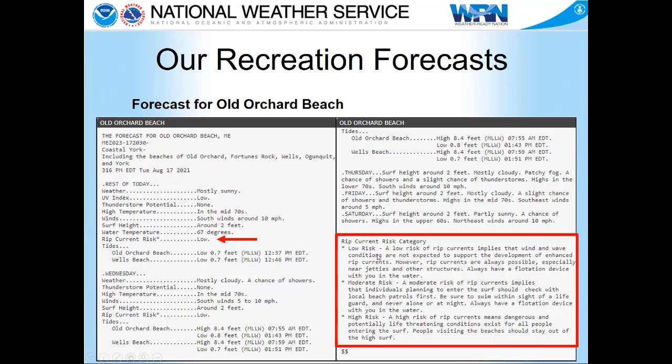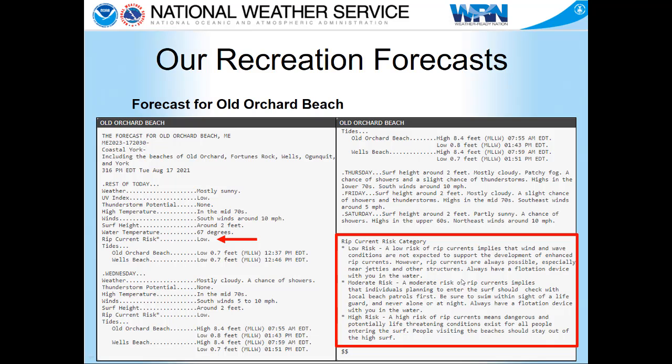But one thing to note here is that even on a low risk day, rip currents are always possible near jetties, piers, and permanent structures. So some of the factors that can lead to rip currents here are piles of rocks, any jetties, piers. So those are all present at many of our beaches across the area.